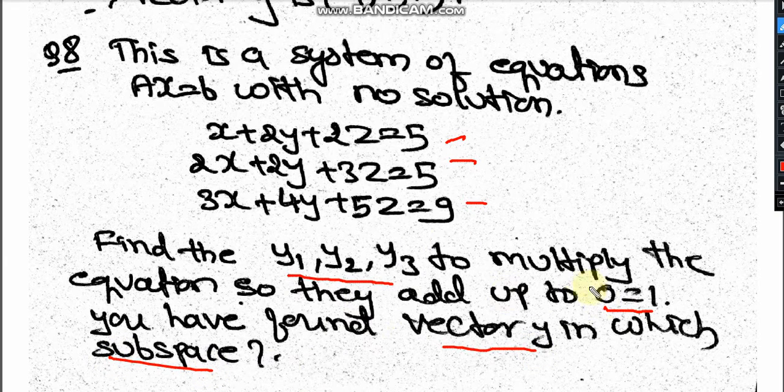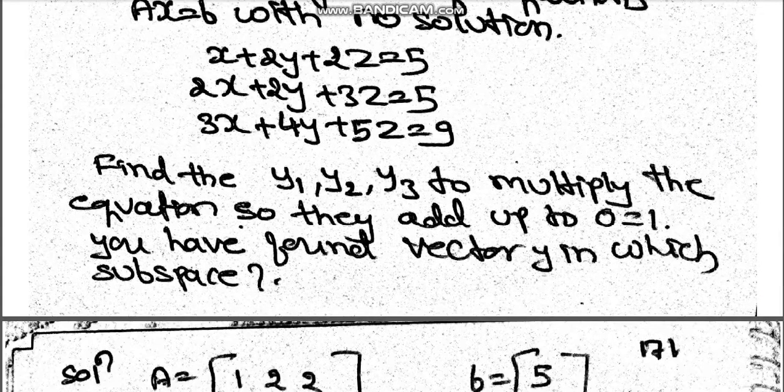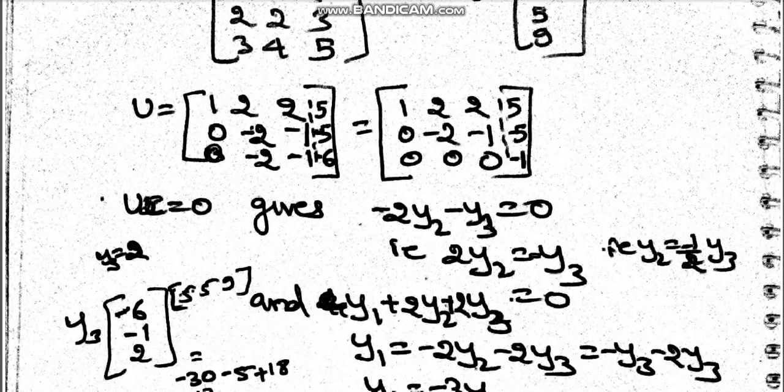So you have found a vector y in which subspace, they are asking. You can try one of the column space, the null space, or the left null space. Then you can check whether you get 0 equals 1, and that is the subspace y belongs to. Here I have solved it for Ax equals b. You can see I have taken b, so Ax equals b.